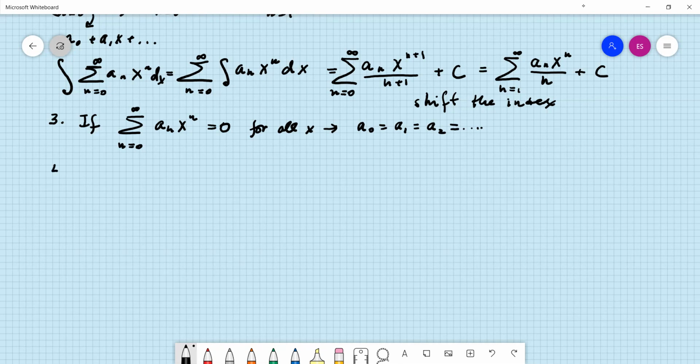Let's move to number 4. We're going to talk a little bit about Taylor series. If you have a differentiable function, f of x is supposed to be an infinitely differentiable function, but we can say n times differentiable function.